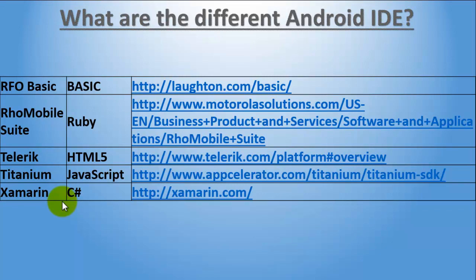So RHO Mobile Suite uses Ruby as the supporting language to develop the Android application. The last one, Xamarin, is also one of the familiar IDEs, which uses C Sharp as a supportive language to develop the Android application. So out of all these IDEs, you can use any IDE you are comfortable with.